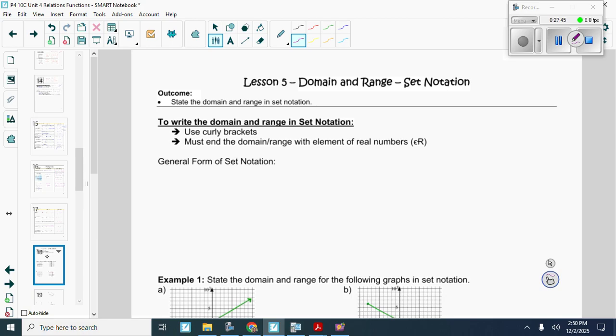With set notation, there are a lot of graphs, because we're going to be looking at graphs and seeing where the x values go and where the y values go, and just getting used to some notation. I want you to jot things down in the margins to explain to yourself what things mean. We've already gone over this. We're going to be using curly brackets, and we're going to be using this.